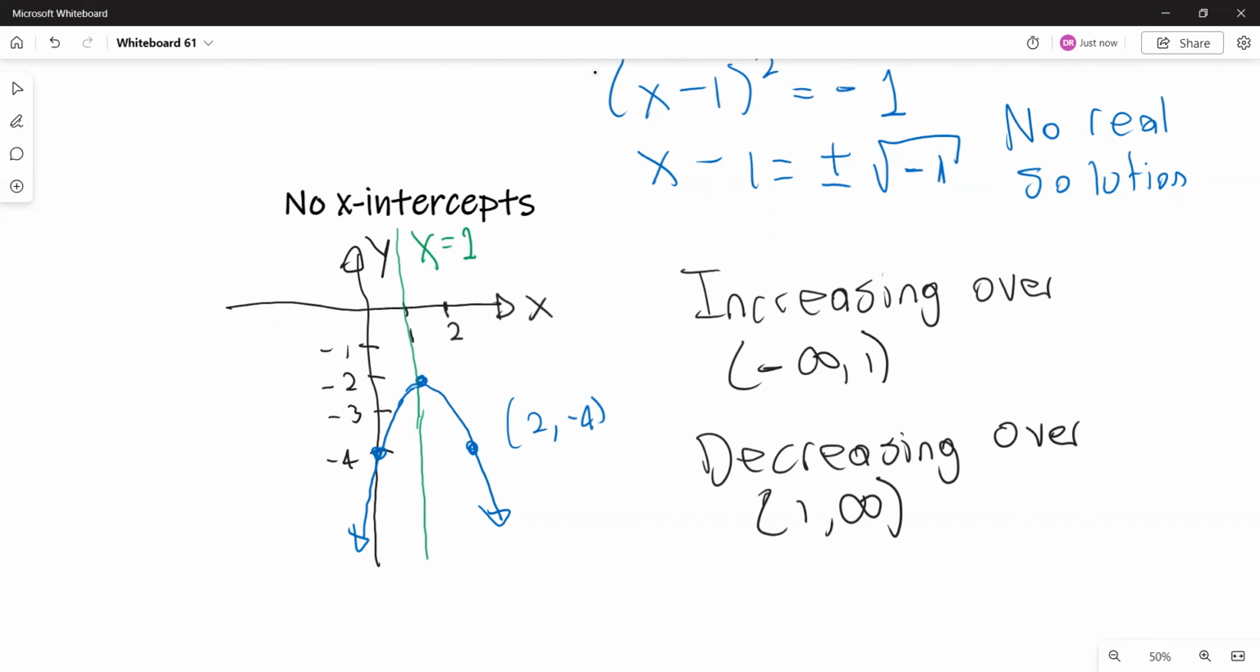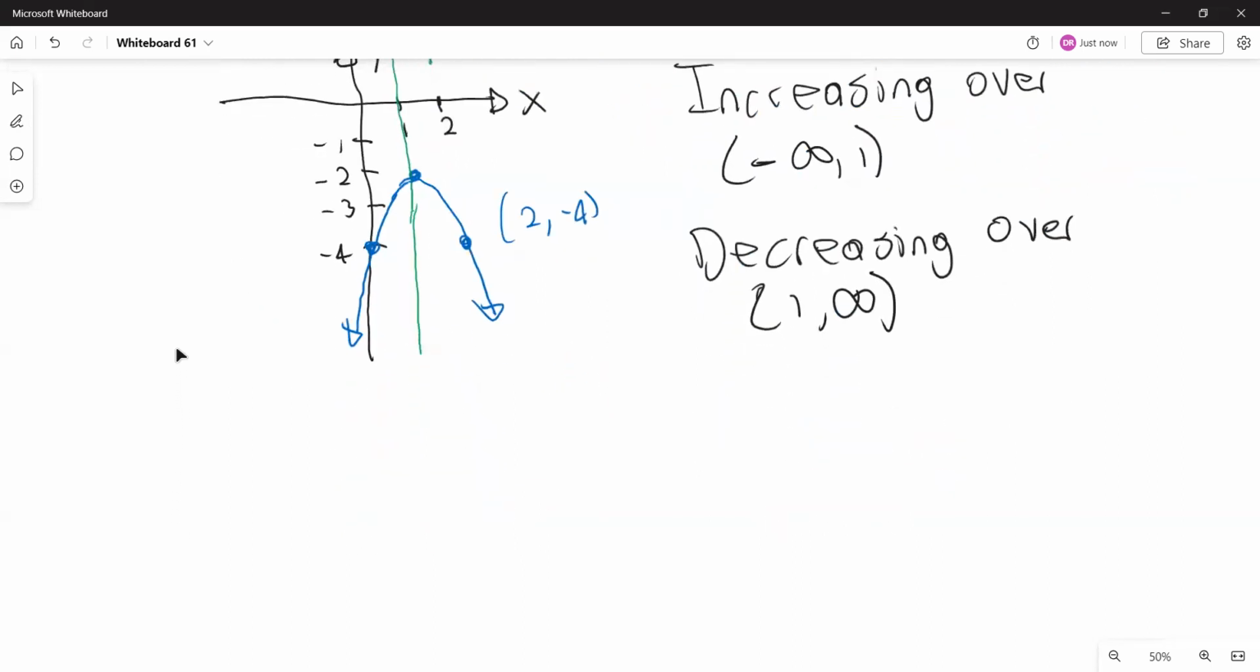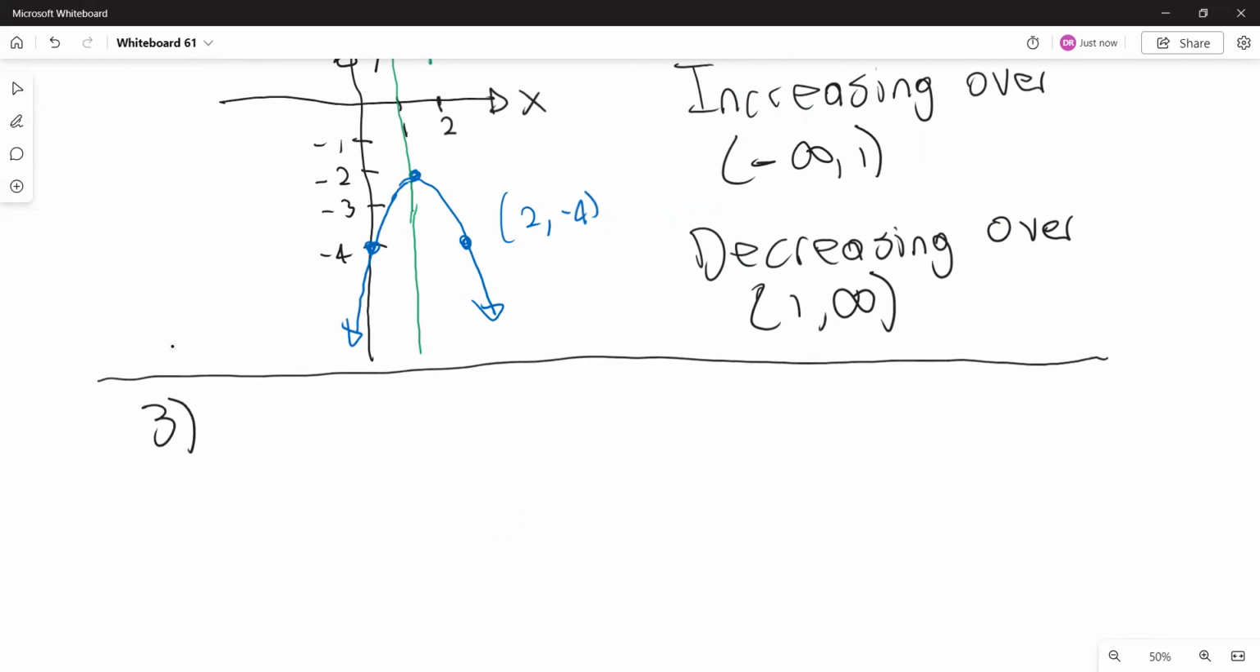Okay, one more example. I'll do one more example and an application to finish this section. So number 3. Same questions for the function f of x equals the opposite of x squared minus 4x minus 1. We're going to find the vertex, axis of symmetry, intercepts, and the interval where the function is increasing or decreasing.